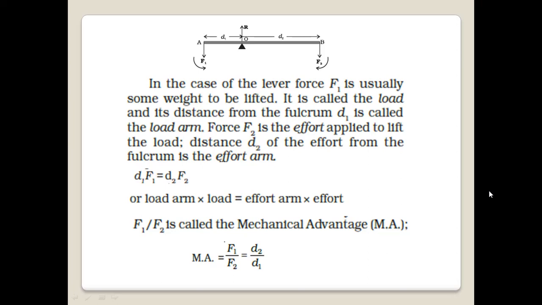So when we try to lift a load, we should apply minimum effort. So F2 must be less and F1 must be more for the lever to be of good advantage. We have a formula according to the principle of moments: D1 F1 equals D2 F2. So load arm into load equals effort arm into effort. Now the ratio F1 by F2 is called the mechanical advantage, and at the same time it will be equal to D2 by D1.